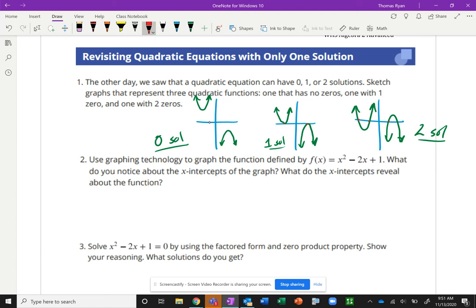Boom, boom. Okay, use graphing technology to graph this. No, I am your graphing technology. You're welcome. Okay, I'm just going to tell you this real quick.